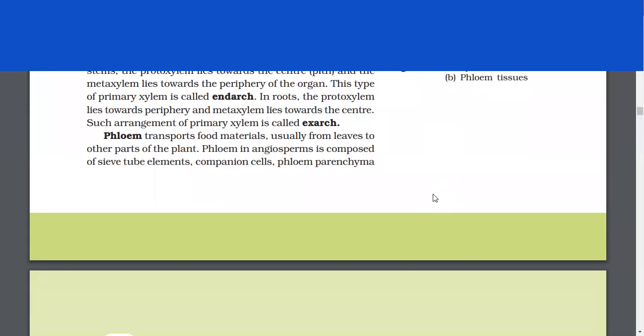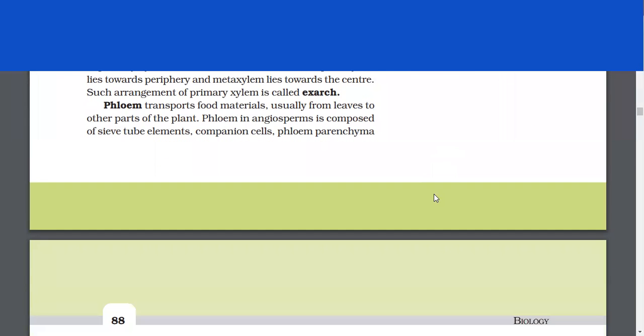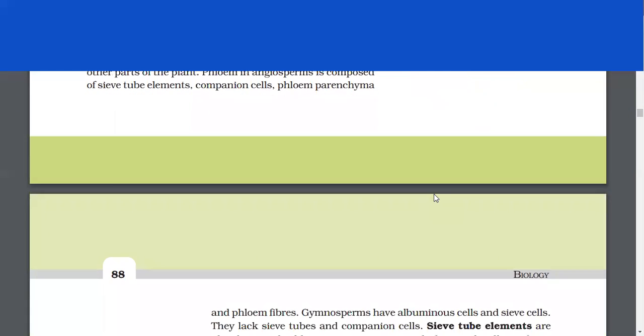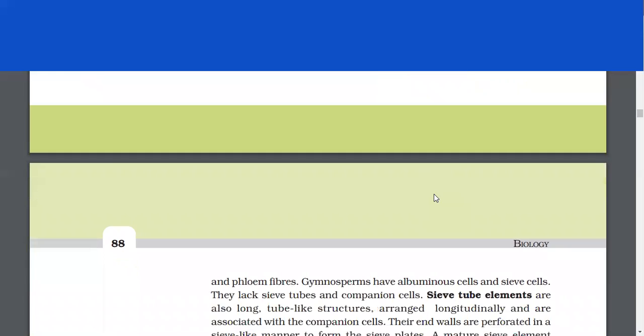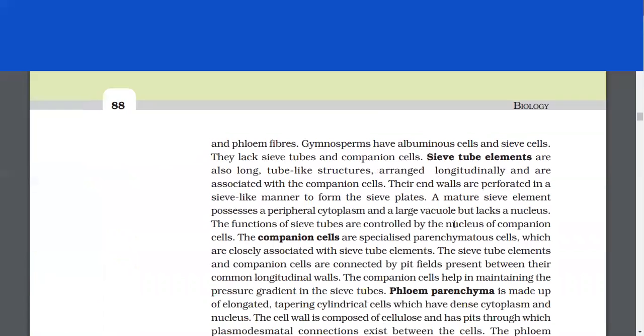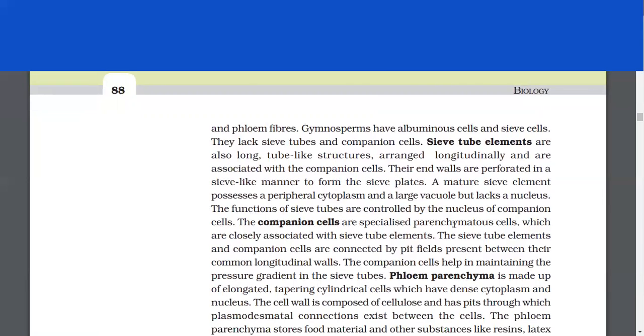Phloem transports food materials usually from leaves to other parts of the plant. Phloem in angiosperms is composed of sieve tube elements, companion cells, phloem parenchyma, and phloem fibers. Gymnosperms have albuminous cells and sieve cells. They lack sieve tubes and companion cells.